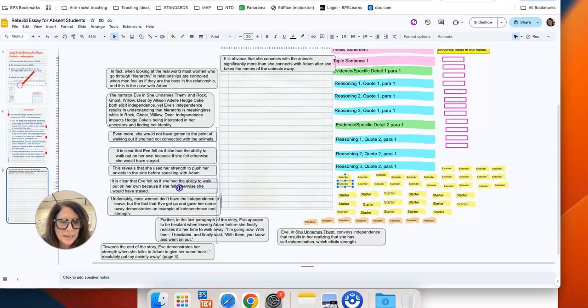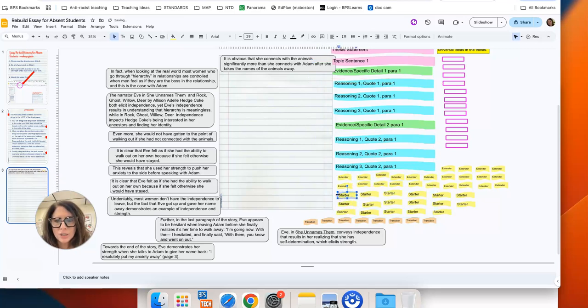But let's say that this is an extender, because, let's see, after is an extender, because I could have just ended the sentence right here. It is obvious that she connects with the animals significantly more than she connects with Adam, period. I could have ended it, but instead I extended it with this little word after, right? That's a preposition, like with, on, for, after. Those words extend sentences. So anyway, these are your extenders.